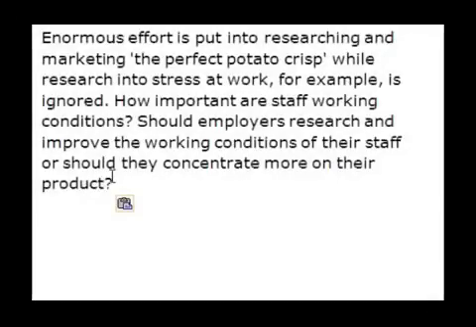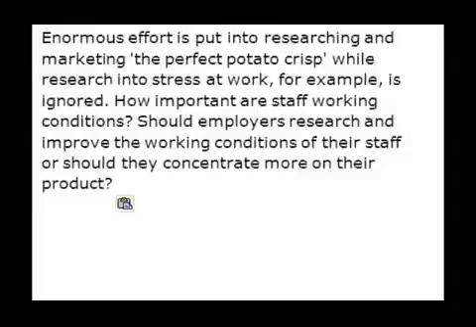Now, the first question reads, enormous effort is put into researching and marketing the perfect potato crisp, while research into stress at work, for example, is ignored. How important are staff working conditions? Should employers research and improve the working conditions of their staff, or should they concentrate more on their product?